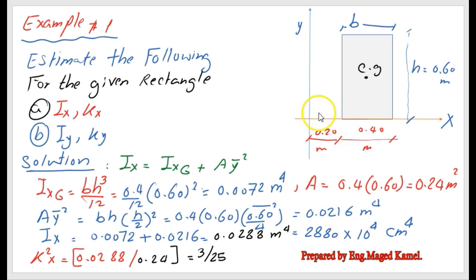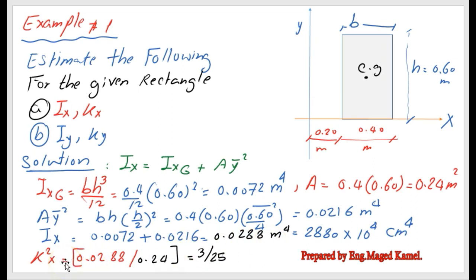So our required moment of inertia about the x-axis will be the summation of these two items. The first item is Ix at G, at the CG, which is equal to 0.0072, plus the A y bar squared, which is equal to 0.0216. Adding both will give us 0.0288 m to the 4.